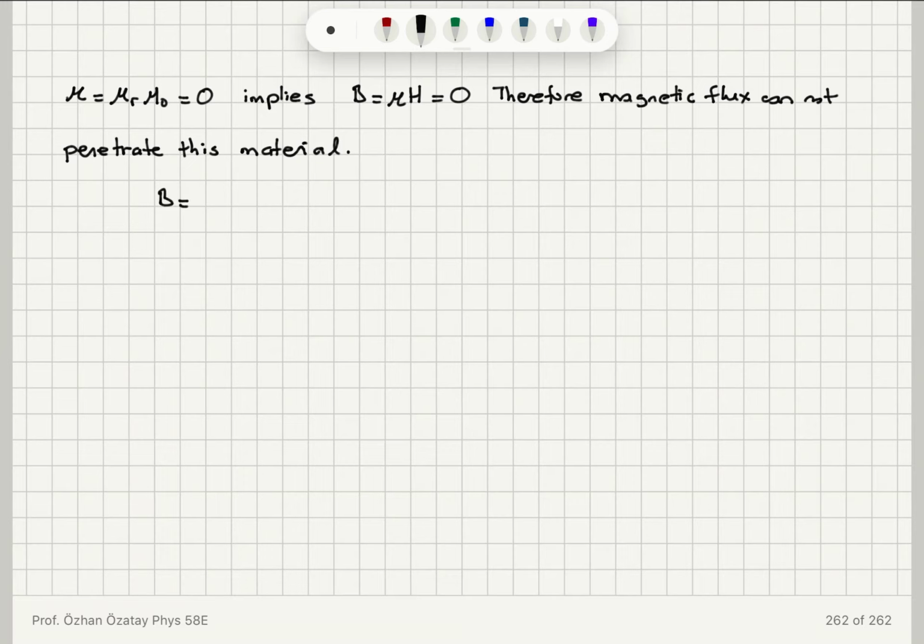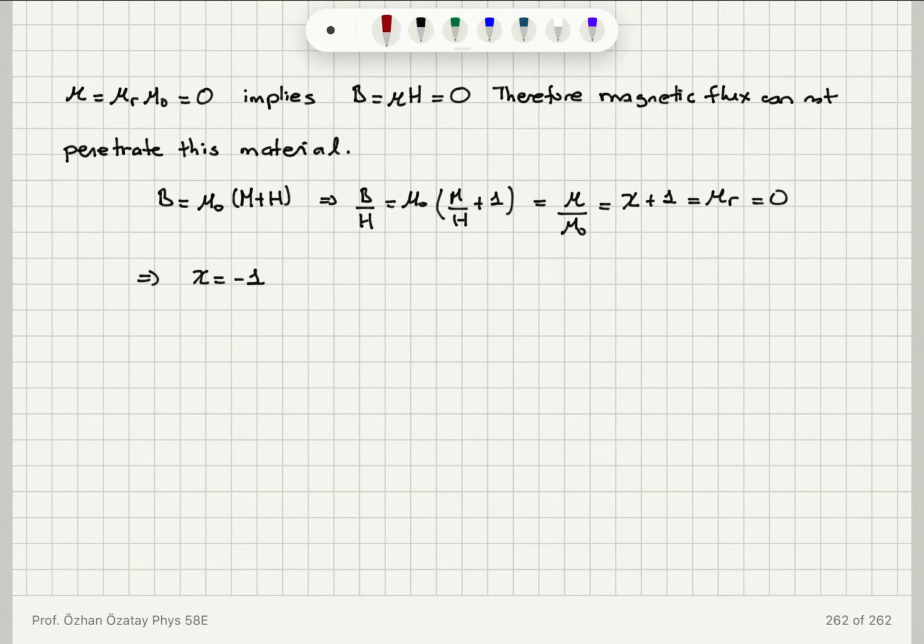If I use the SI constitutive relation between M, H and B, and divide that equation by H, this gives me mu 0 times M over H plus 1. B divided by H is mu, so mu over mu 0 is susceptibility plus 1, so this is mu r, and this is equal to 0. Therefore the susceptibility is equal to minus 1. So this implies a susceptibility of minus 1 in SI.